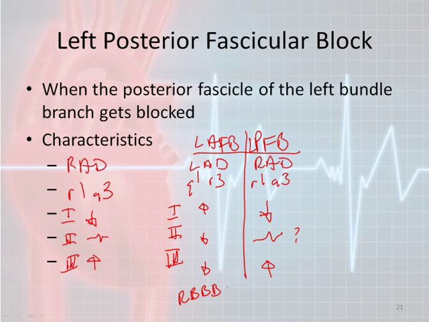Now, while the left anterior fascicular block is associated with a right bundle branch block, the posterior fascicle isn't normally associated with a right or a left bundle branch block. It can't be associated with a left, but it's not really associated with a bundle branch block at all.